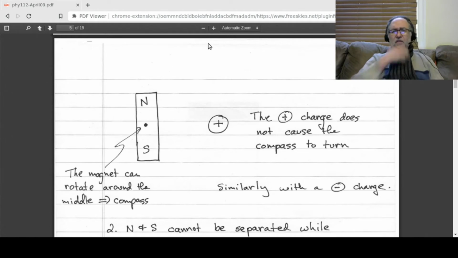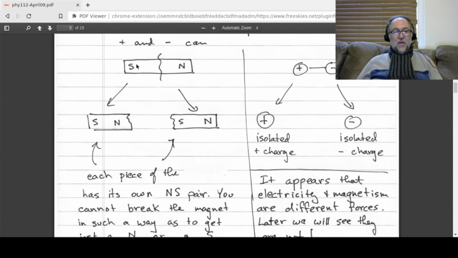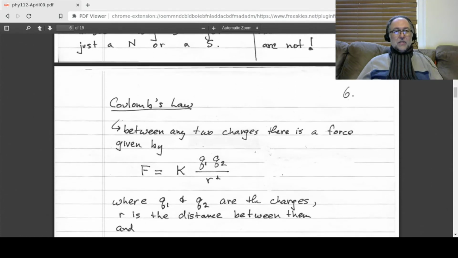You might say, well, if north is attracted to south, then why does the north pole of our compass point towards the north pole of the Earth? Shouldn't it point towards the south pole of the Earth? And the answer is it does. It's just that the geographical north pole is actually a magnetic south pole. So, a little bit of a curiosity there. All right, let's go on.